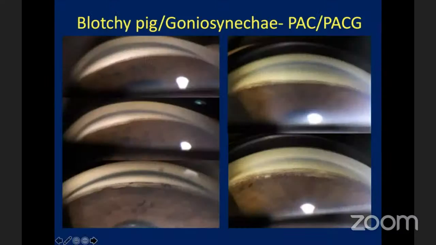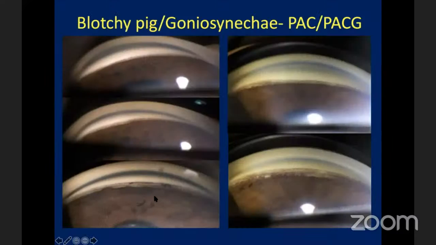You can compare the superior view with the inferior view here. An open angle, trabecular meshwork, scleral spur, ciliary body band visible. Here, a completely closed angle, none of the angle structures are visible. So open angle glaucoma, angle closure glaucoma.